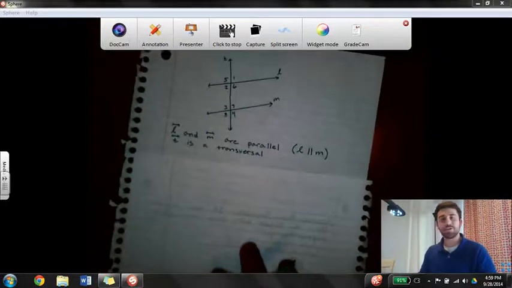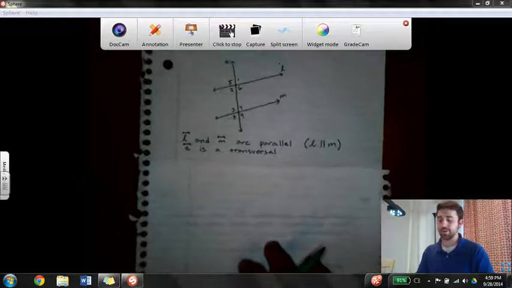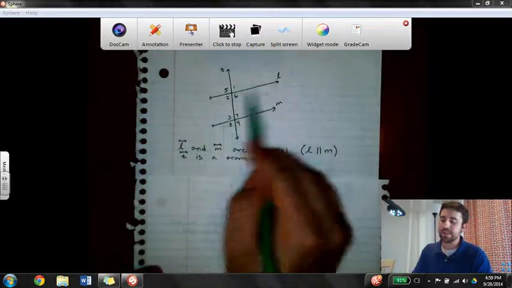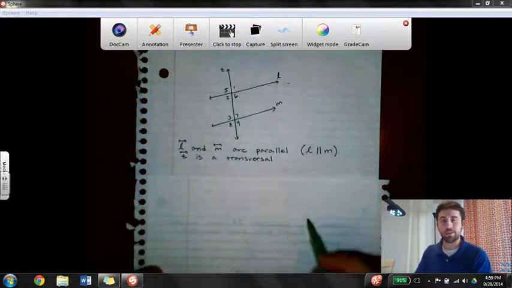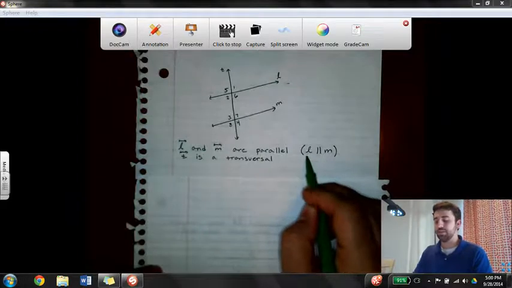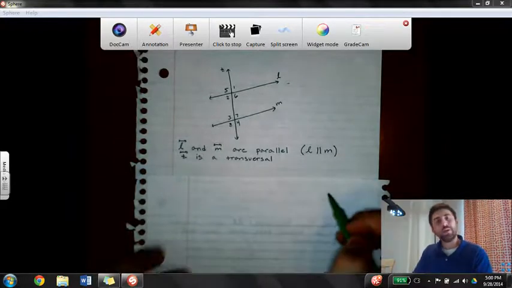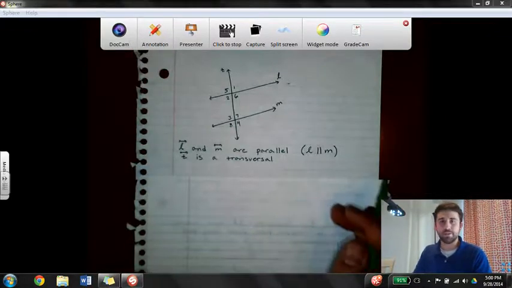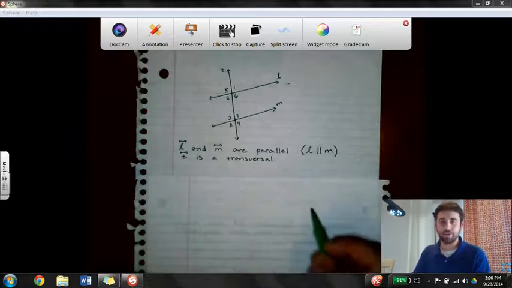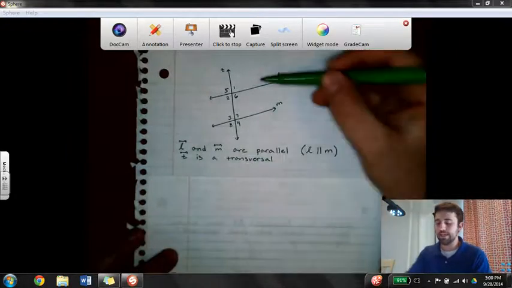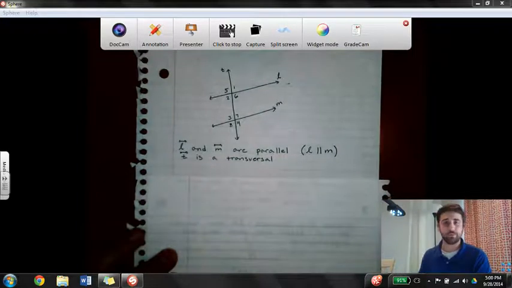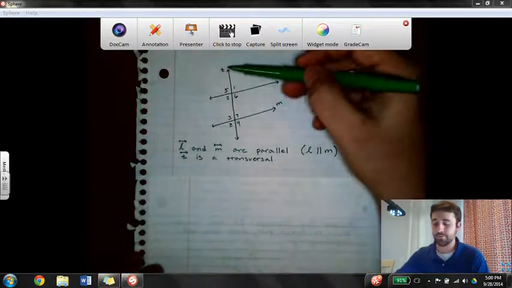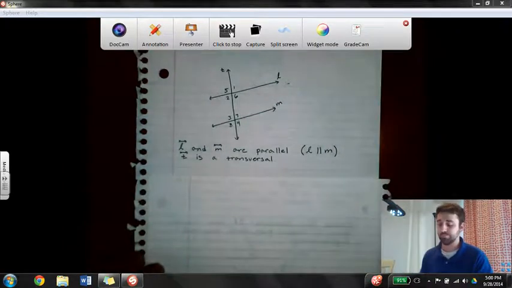Now, for the last three theorems we're going to talk about in this video, we're going to use this figure where the lines L and M are parallel. Notice the symbol I use here, L is parallel to M. And parallel lines, which most of you know, never cross, never intersect, but continue in the same direction. And T is a transversal line. Transversal is just a term we're using here for the line that's cutting L and M.